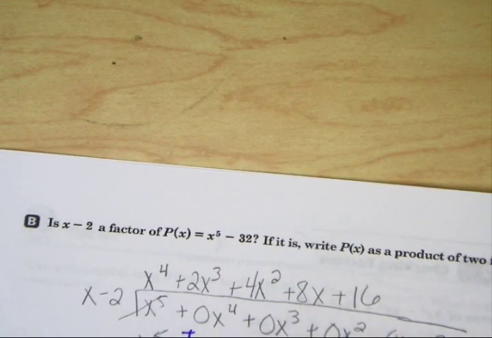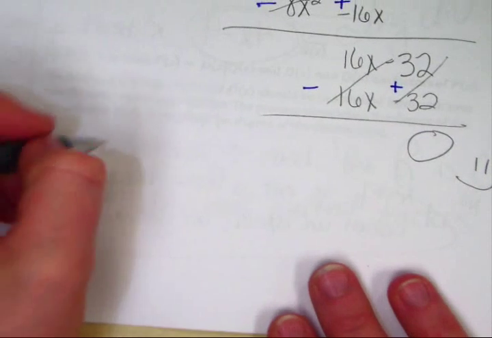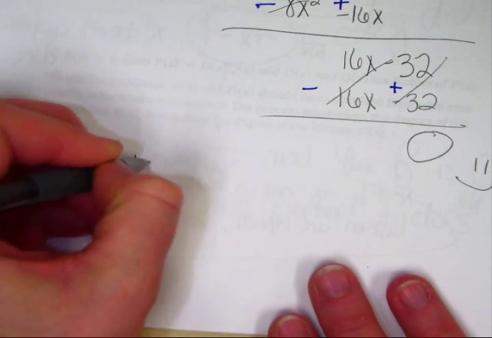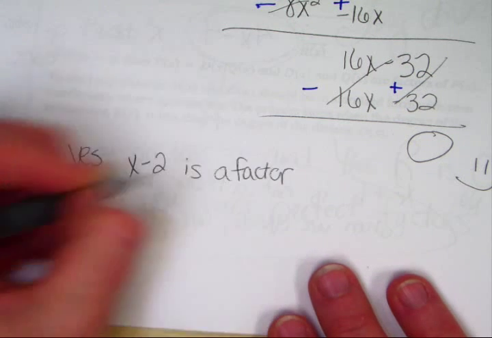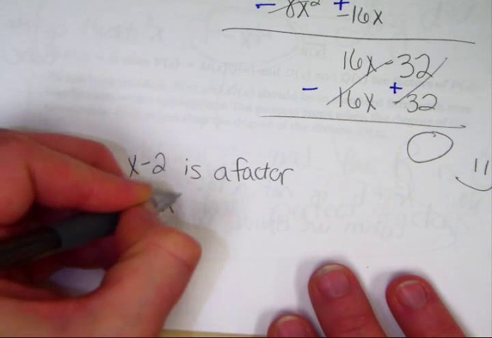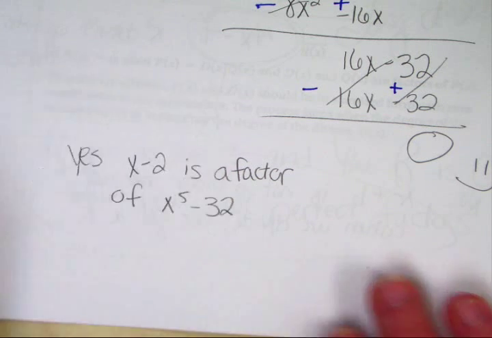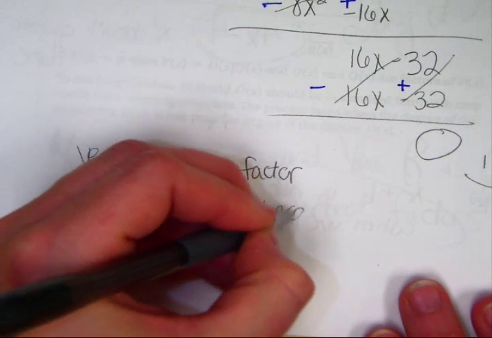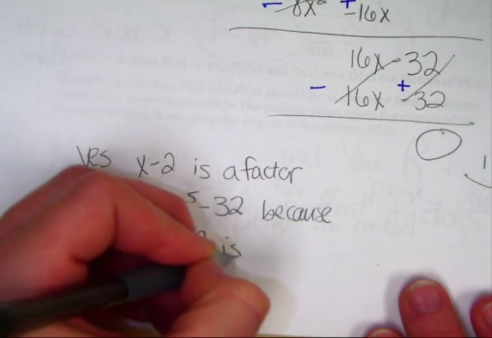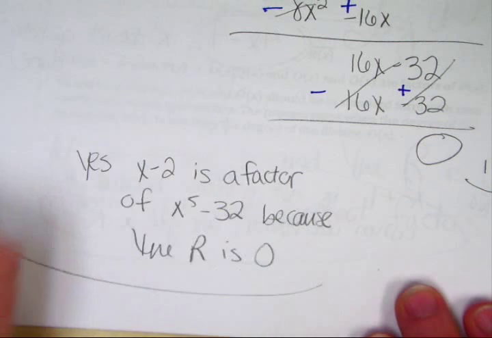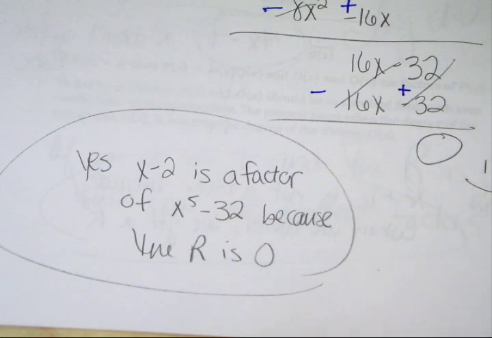So what we're going to say, it says, is it a factor? Is x minus 2 a factor? We're going to say, yes. X minus 2 is a factor of x to the 5th minus 32 because the remainder is 0. And that's how you check for factors.